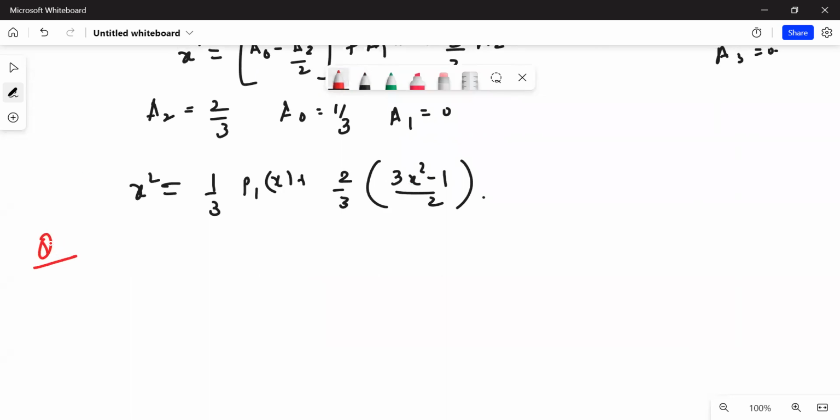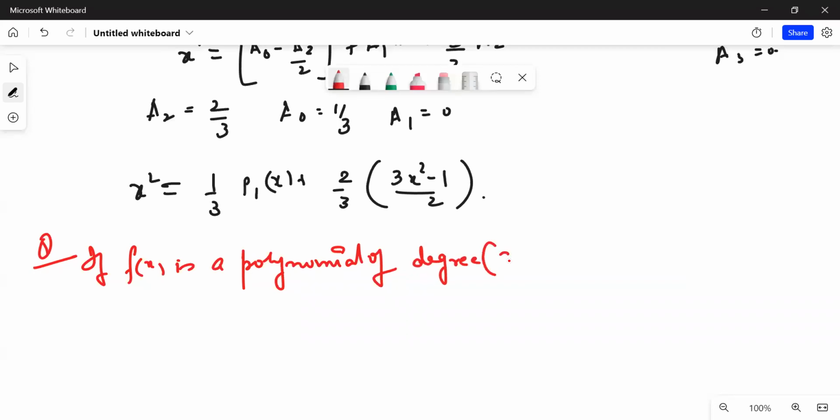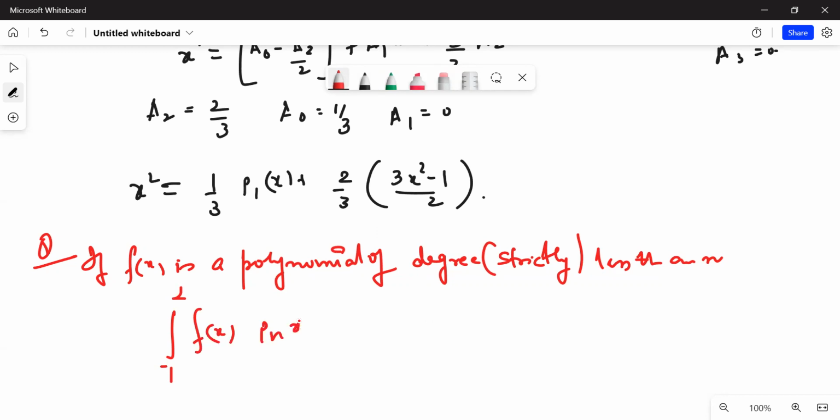Okay. Yes. Now I'm giving you a question. If f of x is a polynomial of degree less than n, degree strictly less than n, so not less than or equal to, strictly less than n, then the value of the integral from -1 to +1 of f of x P_n(x) dx would be equal to what?